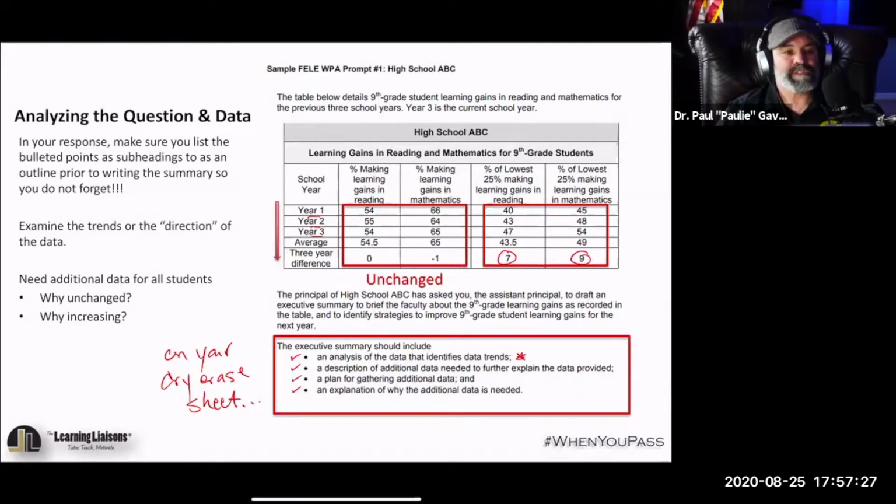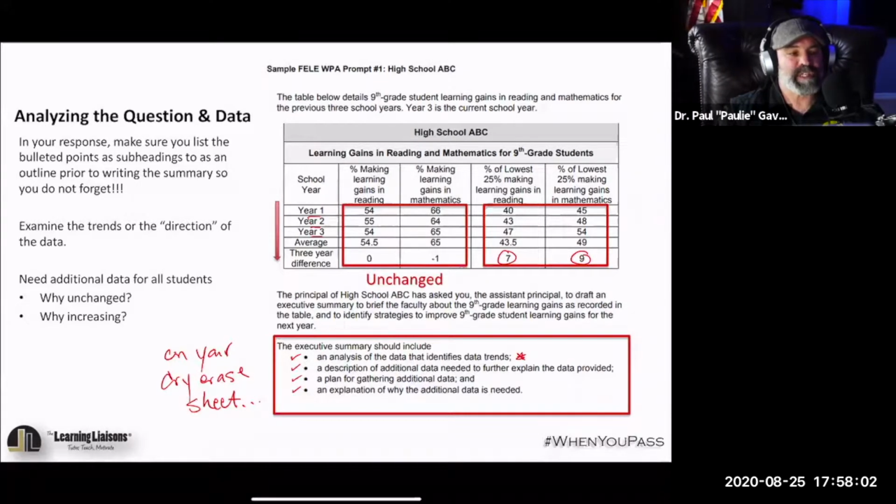Makes sense for everybody so far? That's not that hard, right? Make the bulleted points there. So you're answering that. The first one says an analysis of the data that identifies data trends. And each one, I have the category. One is unchanged, learning gains in reading. Next one, decreased by 1, but it's relatively unchanged. But you could just say decreased by 1. And then there's an increasing trend in both reading and mathematics. Reading went up with the lowest 25% quartile. Reading went up 7 and 9.